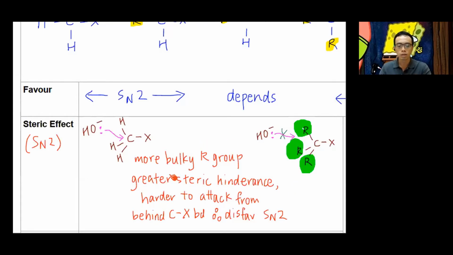So the idea, basically, is steric hindrance. Also, the bigger the R group, or the more bulky R groups we have, the greater the hindrance, and the harder the backdoor attack. Therefore, you disfavor SN2. So the steric effect says that if you have more R groups, you disfavor SN2, then you go by SN1. If you have fewer R groups, then you favor the backdoor attack, and you go by SN2. The steric effect is saying this outcome, correct?